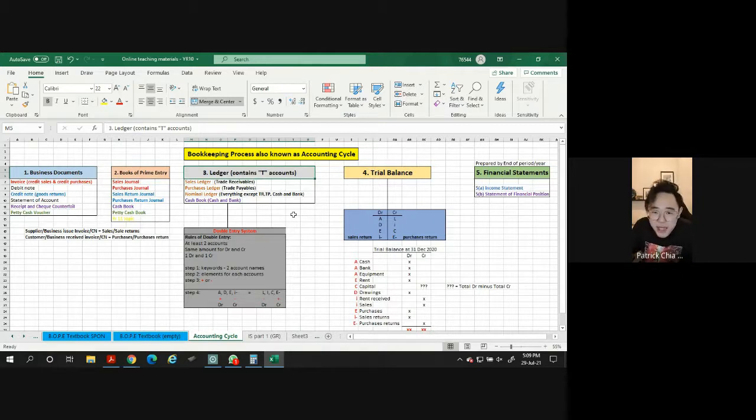So ledger, how many do we have? Yes, we have 4 ledgers. All these names are super important because they will ask you. If you don't know the terms and you're confused with the terms, then you won't know what they're talking about. Understand?